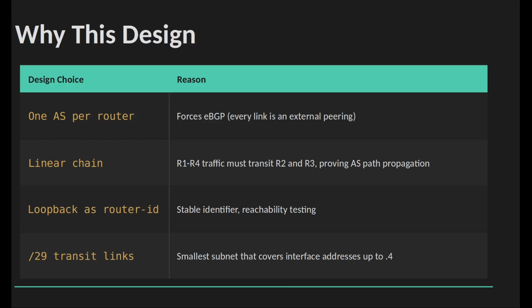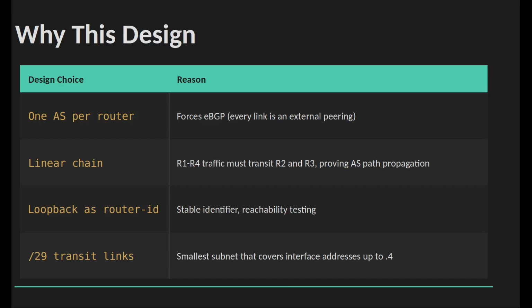Every router is its own AS, so every adjacency is eBGP. That keeps the config pattern identical across the topology. The linear chain matters because R1 has no direct link to R4. For R1 to reach R4's LAN prefix, that route has to propagate through R2 and R3 with each AS prepended to the path. If end-to-end reachability works, BGP is doing its job across 3 AS hops.